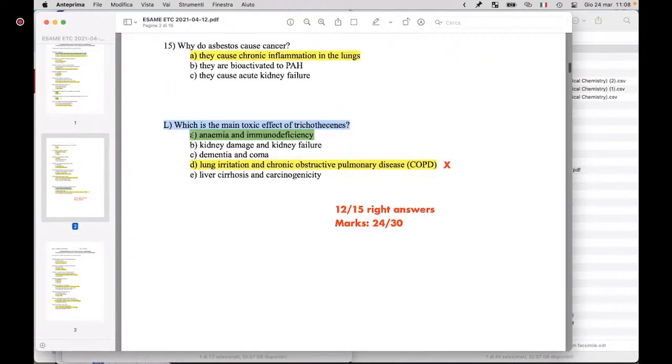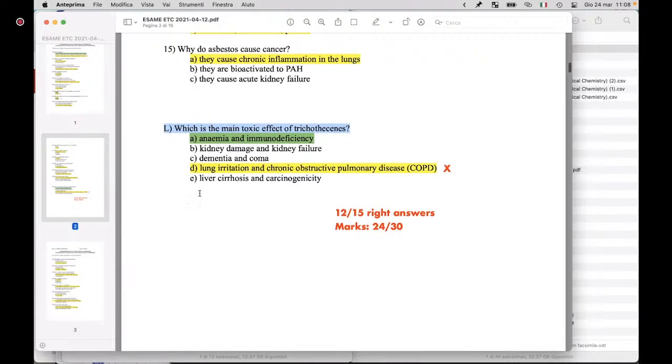Okay, so this is supposed to be much more difficult than the other questions, and it also has 5 different answers compared to the 3 maximum for the other questions. Okay, and in this case, the correct answer is anemia and immunodeficiency. Okay, all the other ones are false, but in this case, it's much less obvious that some of them are false. Okay, so it is considerably more difficult than the other questions.